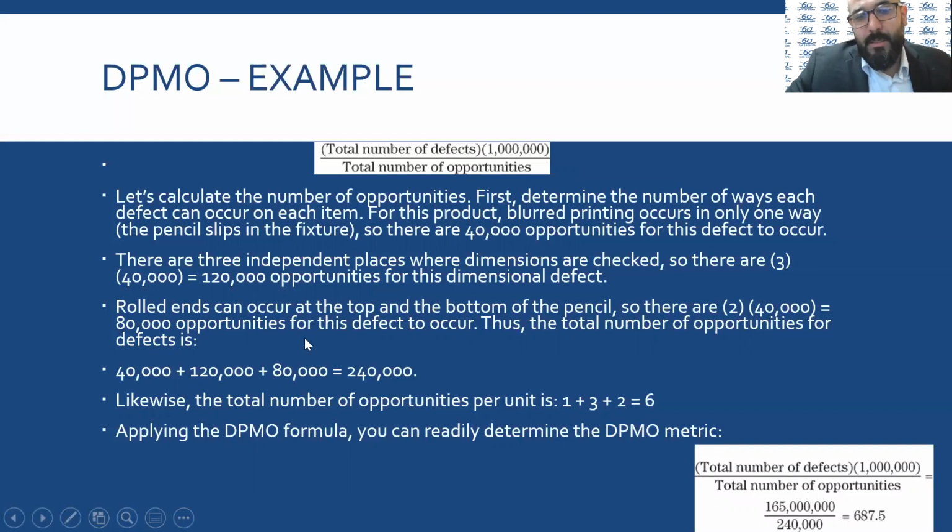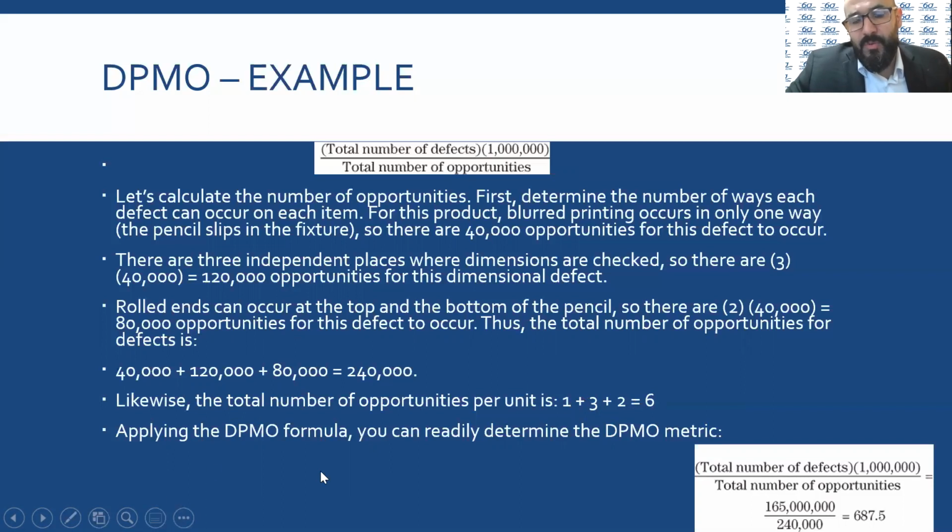So add these together: 40, which is the printing issue. The second one would be the dimensions, because there are 3 independent places for dimensions we have to consider. And the rolled ends: 40 plus 120 plus 80. That would be equal to 240,000. These are the number of opportunities that we have. The total number of opportunities per unit would be 1 plus 3 plus 2, that would be equal to 6.